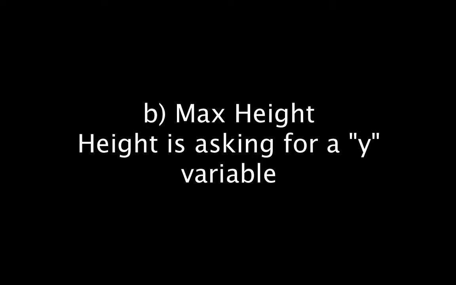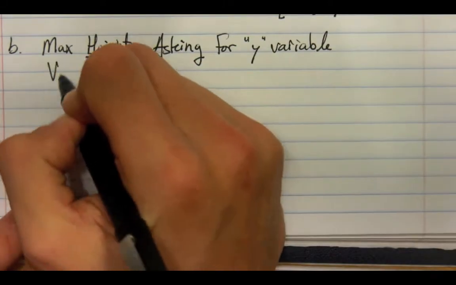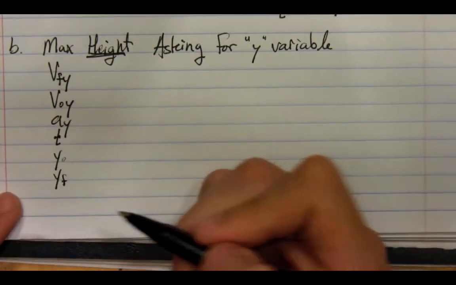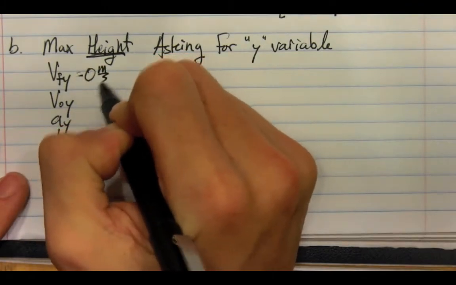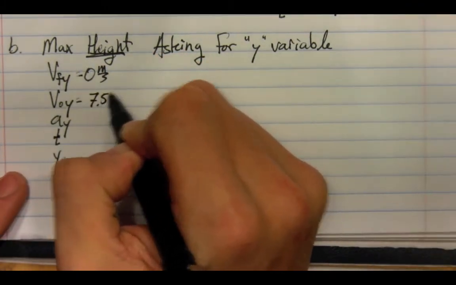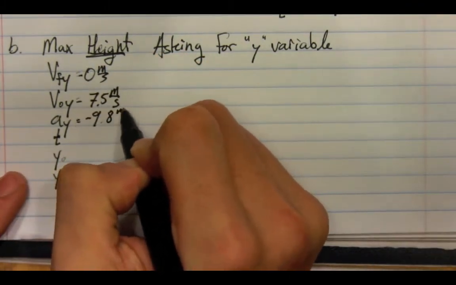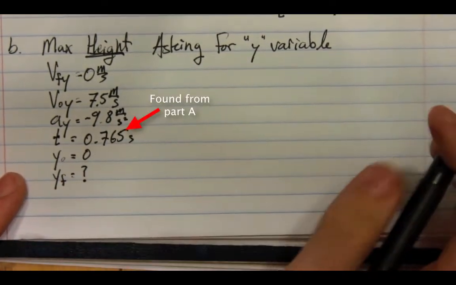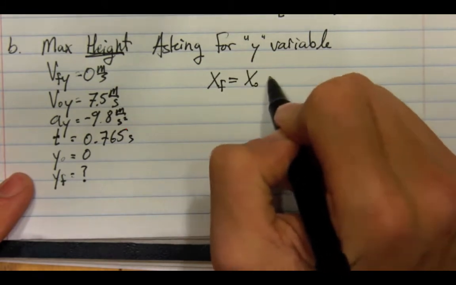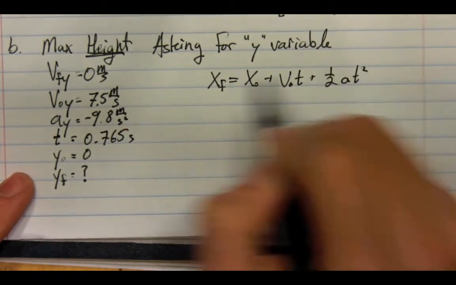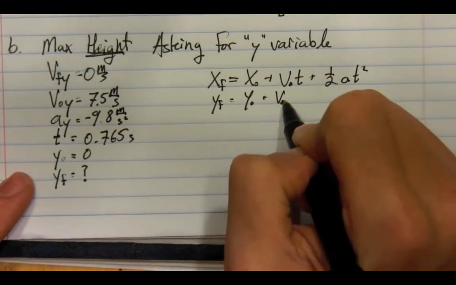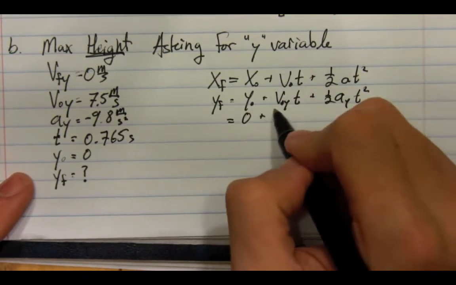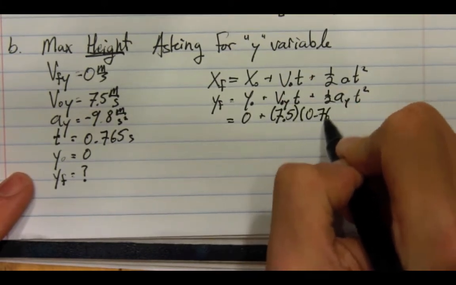B, max height. Now when it's asking for max height, once again it's asking for something in the y variable. So I'm going to write my list of variables and I'm going to write down all of the known values. I'm going to start off with a kinematics equation. But this time I'm going to replace all the x's with y's so that there's less confusion.